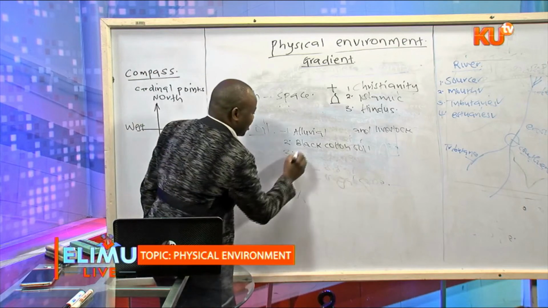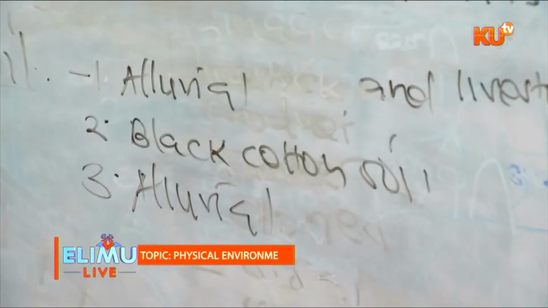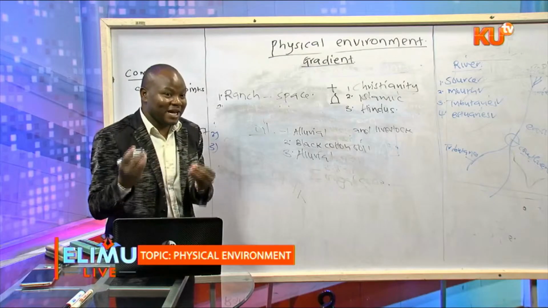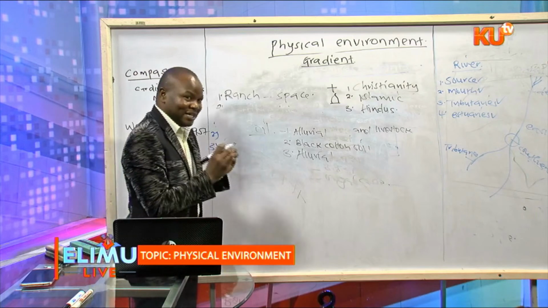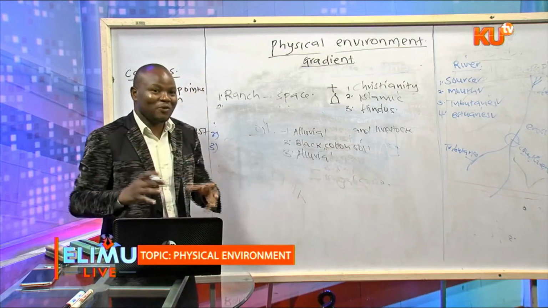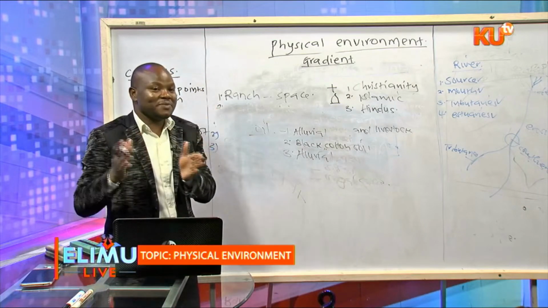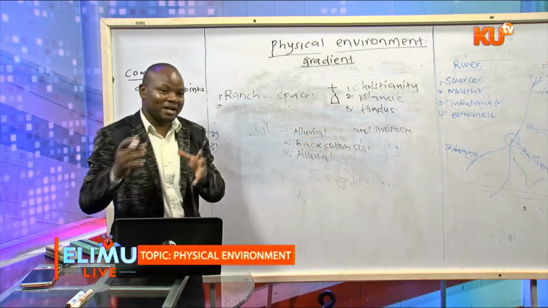Then number 3, we have alluvial. It is found along the river banks, or the river valleys, or the flood plain. This is the type of soil that is found in the flood plain. When a place is a plain, which type of soil is this? Which types of crop? Cotton, alluvial, tea, coffee, and pyrethrum.